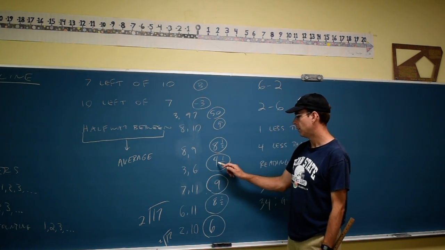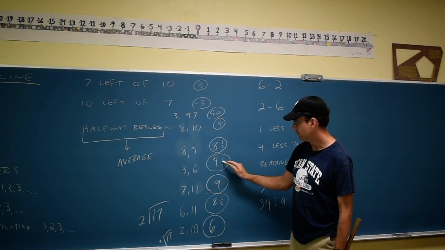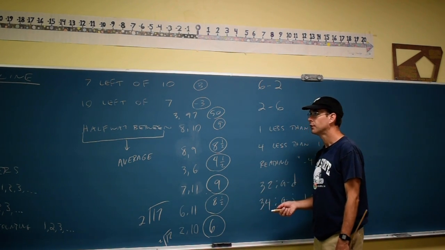You're good. One more time, from 3 to say 4.5, that's a space and a half. From 4.5 up to 6 is also a space and a half. They're equally spaced. You're good.